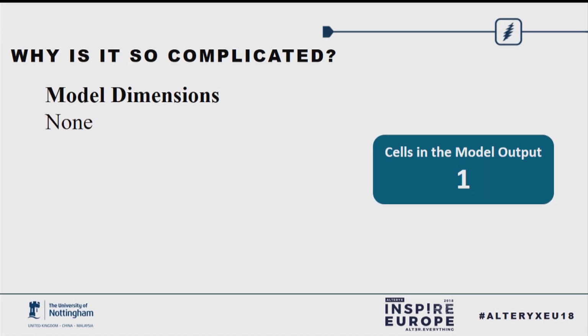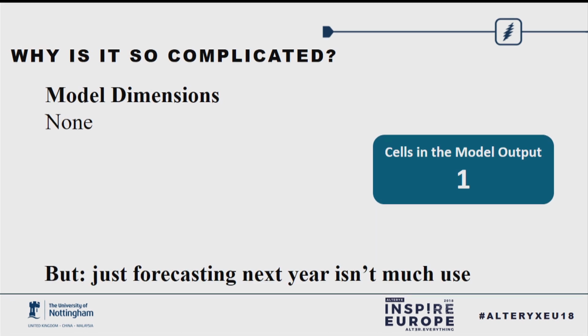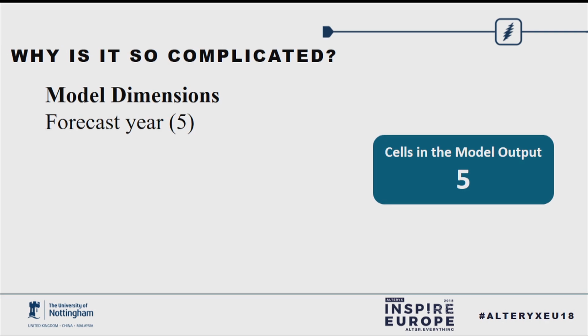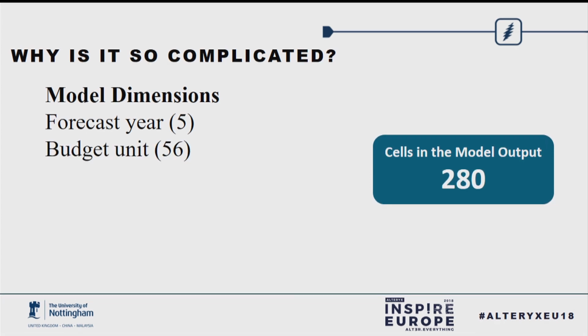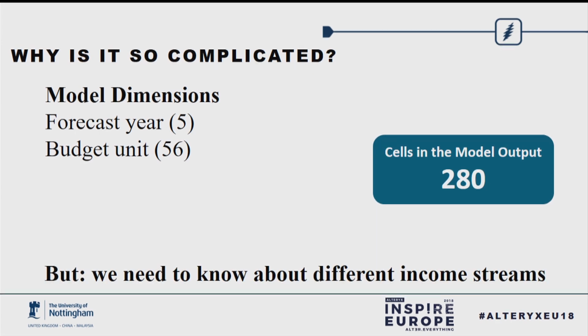So shall we just give you next year's forecast income? Just give you one cell. Is that okay? Well, no, it wasn't okay. They wanted 5 years worth of income. So we added 5 forecast years, giving us 5 cells in the model. But they also wanted it breaking down by the different schools, our different departments. We've got about 30 different academic units, but they all want it breaking down by divisions within those units. So we end up with 56 budget units in our model. That gives us 280 cells.